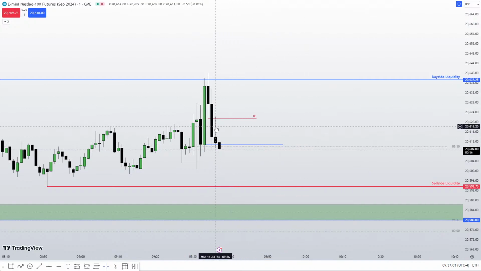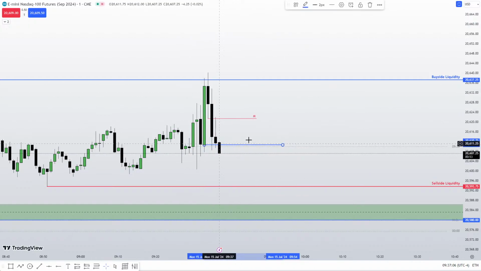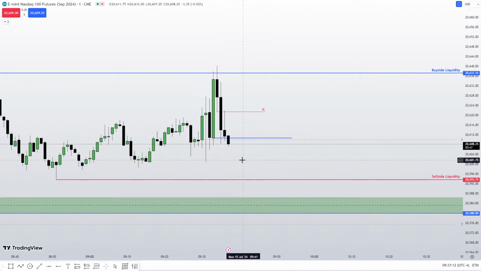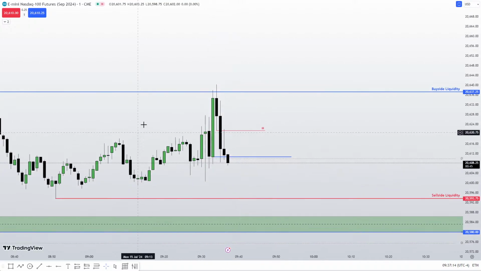You cannot short the market right here. You have to wait. So if market will close below this blue line, that will be the change in state of delivery. Is it a high probability change in state of delivery? Not for me.